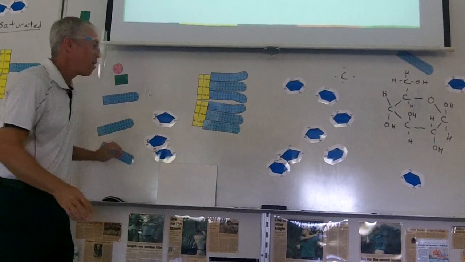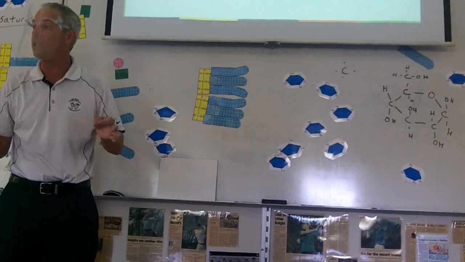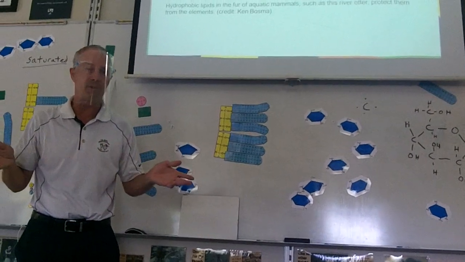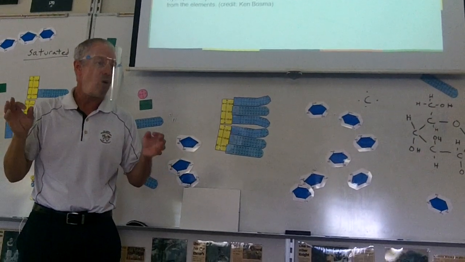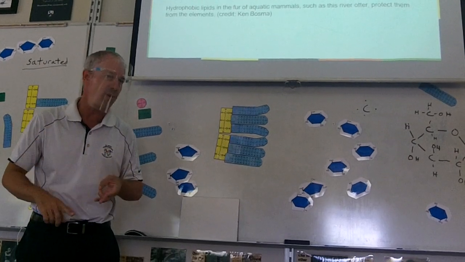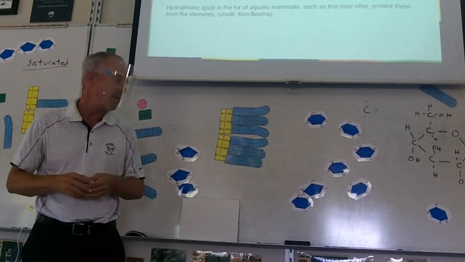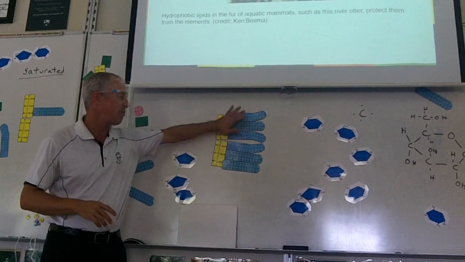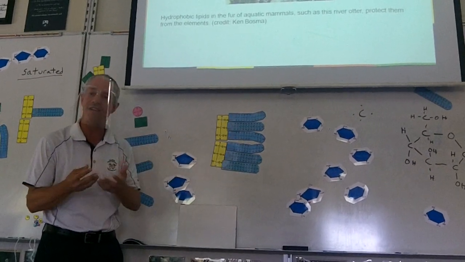Unsaturated fats form liquids at normal temperatures, at room temperature. Oils, corn oil, olive oil, vegetable oil, they're all unsaturated fats. And that's why they're liquids.